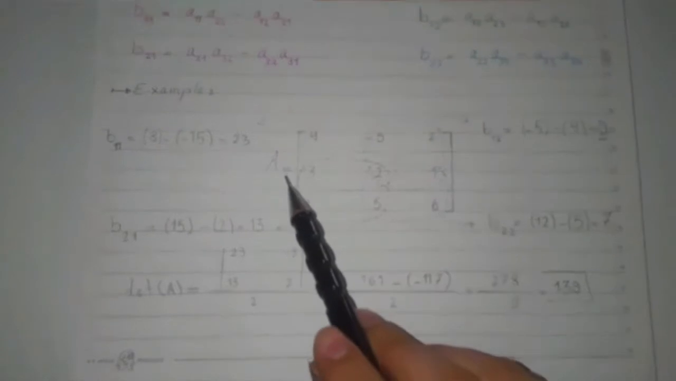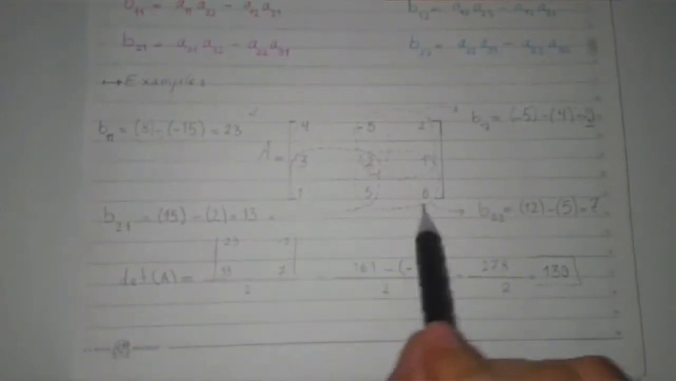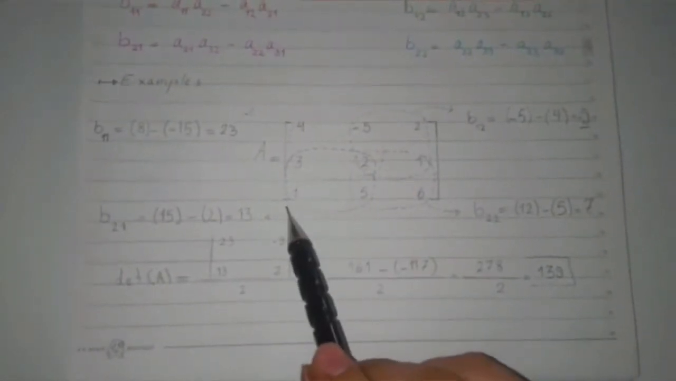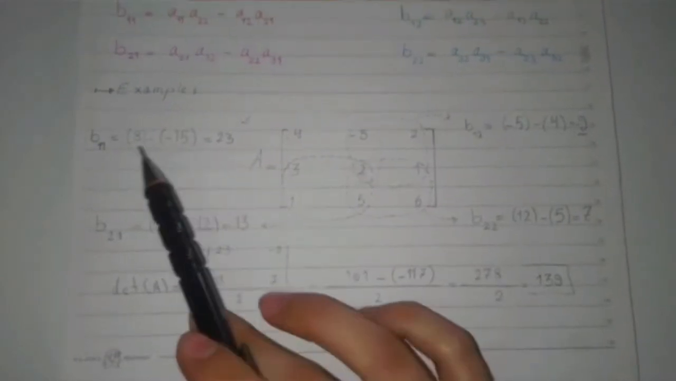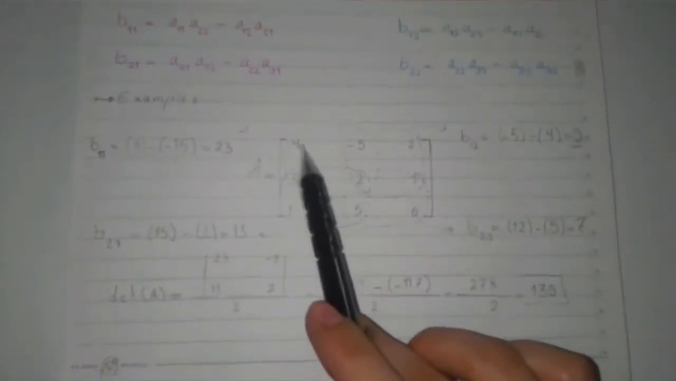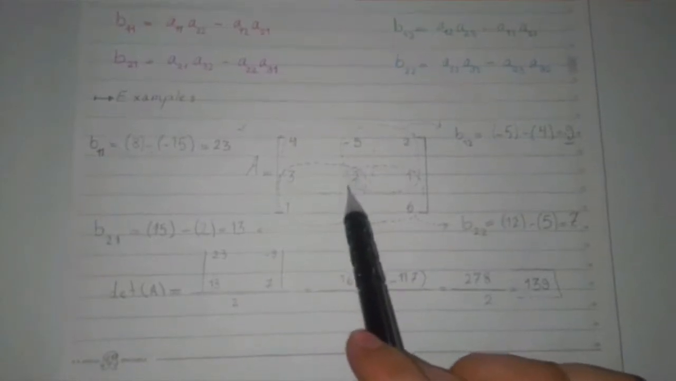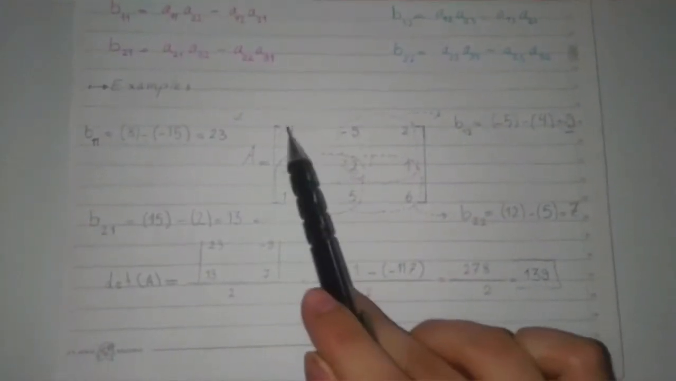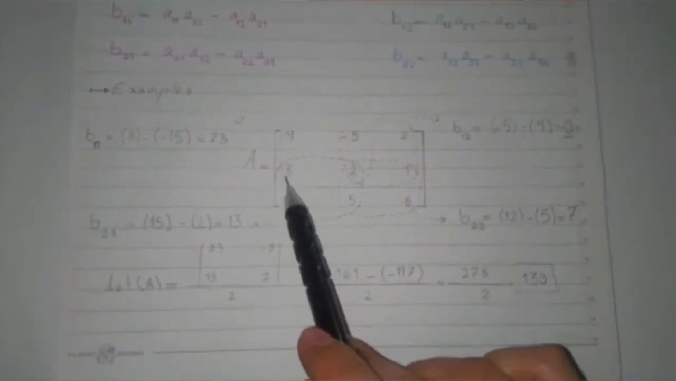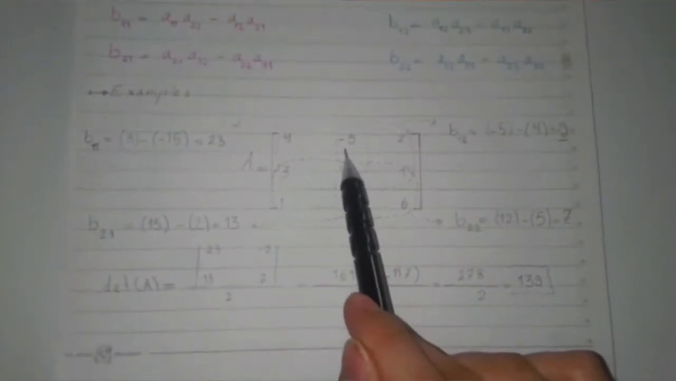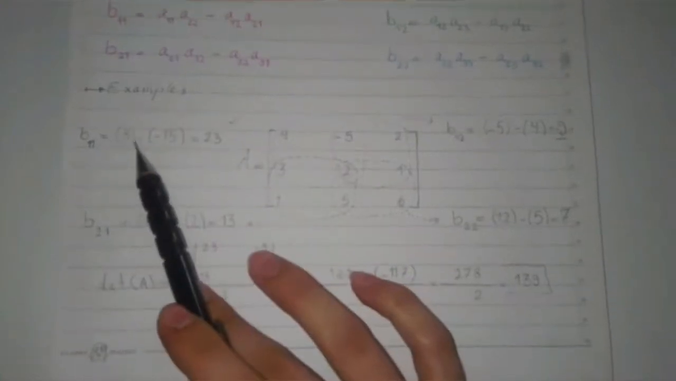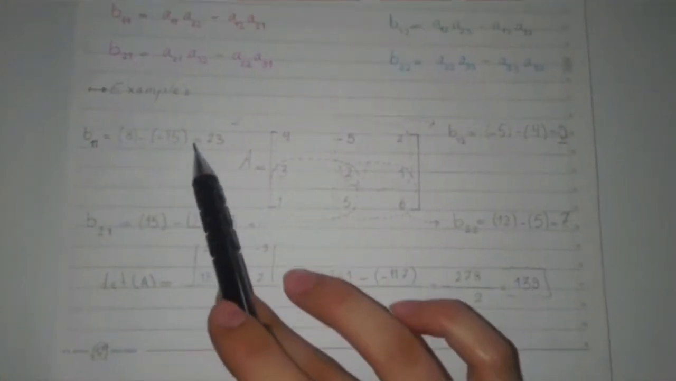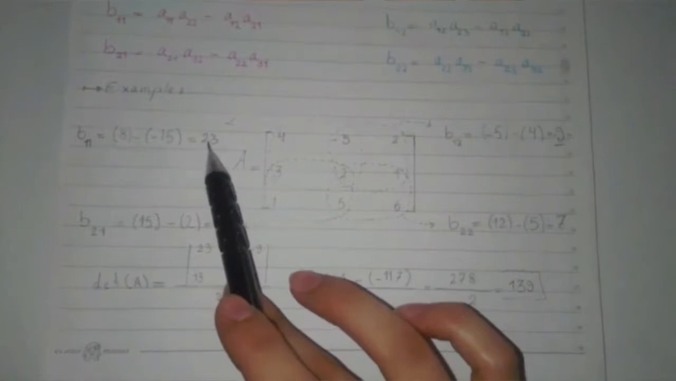And here's the example. This is our matrix A, and we need to find the determinant of this matrix. First of all, we need to find our entries. Entry B sub 1, 1 is equal to the determinant of this part of our matrix, which is 2 multiplied by 4 minus 3 multiplied by negative 5, which is going to be 8 minus negative 15, which is equal to 23.